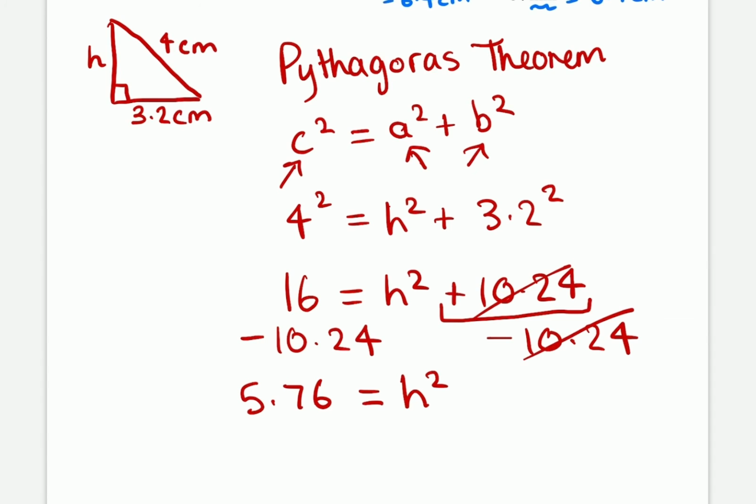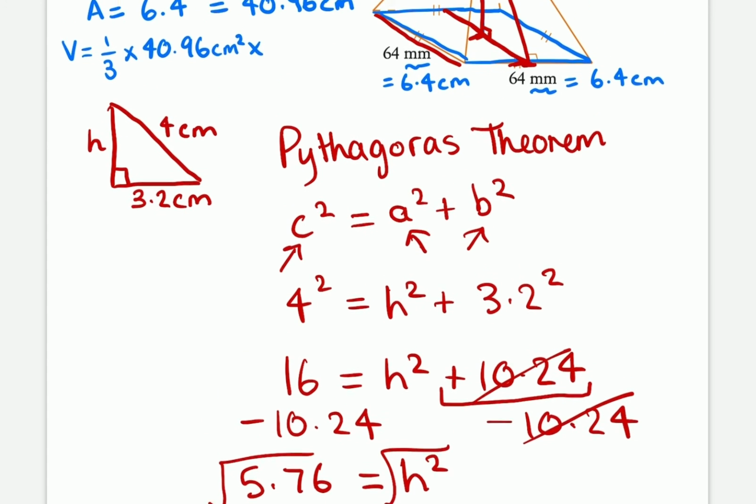And we need to isolate h. We're nearly there. We just want to get rid of this power of 2 that it's got. So we just need to take the square root of both sides. And usually we take the positive and negative square root. But because we're talking about length, we only really need to worry about the positive square root. So let's just take the positive square root both sides here, and we end up with the square root of 5.76, which is 2.4, and the square root of h squared is just h. So finally, we have our perpendicular height, which is 2.4 centimetres.